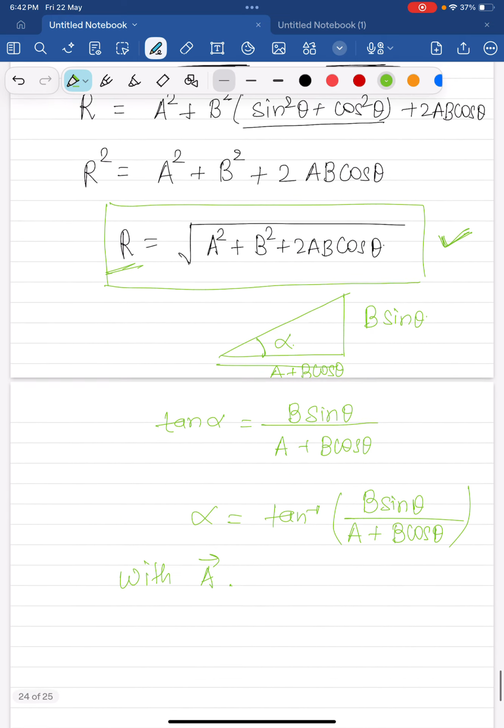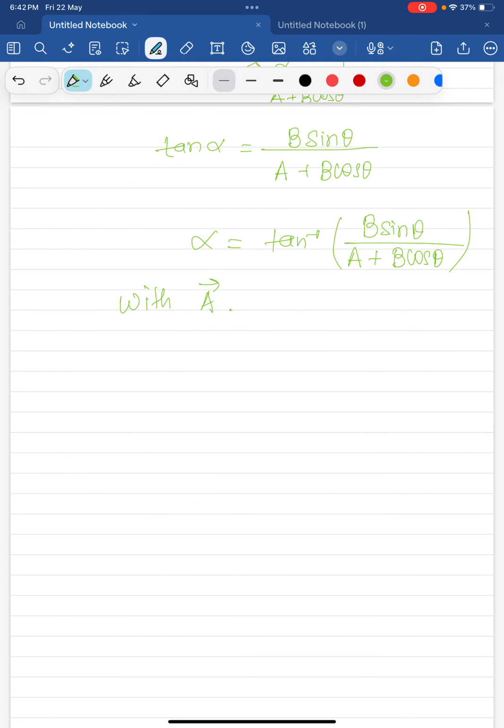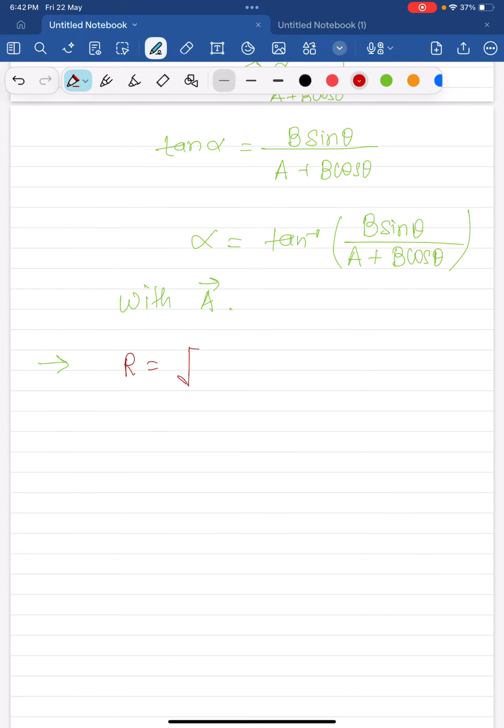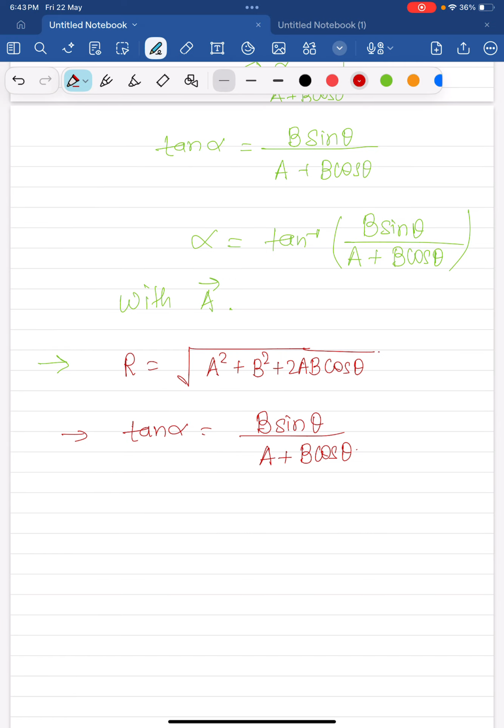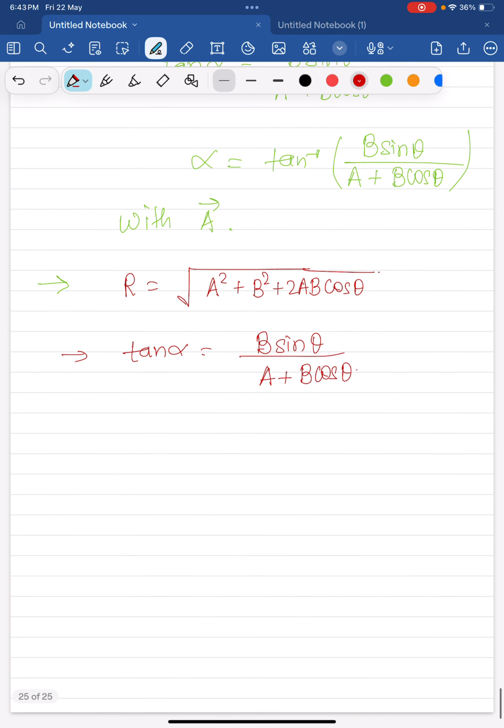Okay, so this is the topic of triangle of addition. Through this topic we can understand that the magnitude of resultant will be root over a square plus b square plus 2ab cos theta, and for direction the formula is tan alpha is equal to b sin theta divided by a plus b cos theta. In this formula we can conclude some points.